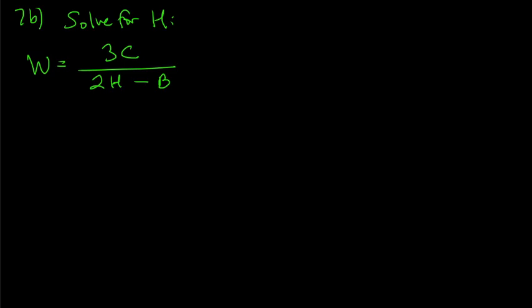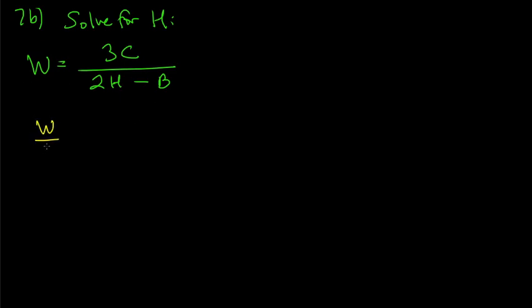Okay, 7b, solve for h. The formula is w equals 3c over 2h minus b, and I honestly don't know where this formula came from, but it's a formula, right? So w, b, c, and h represent some physical quantities, and it's going to be useful to represent h in terms of the other letters, the other variables. So we want to solve for h, right? And again, there's a couple ways of doing this.